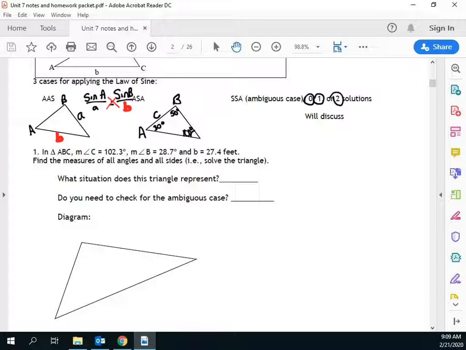Section 1, and the title of the section is Law of Sines, sorry, not cosine.